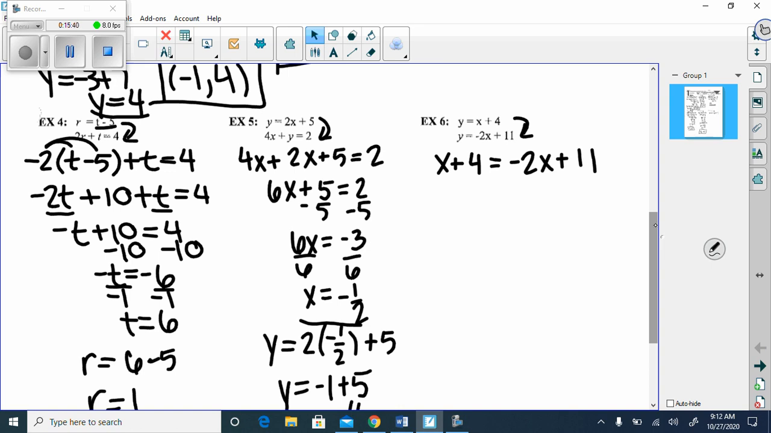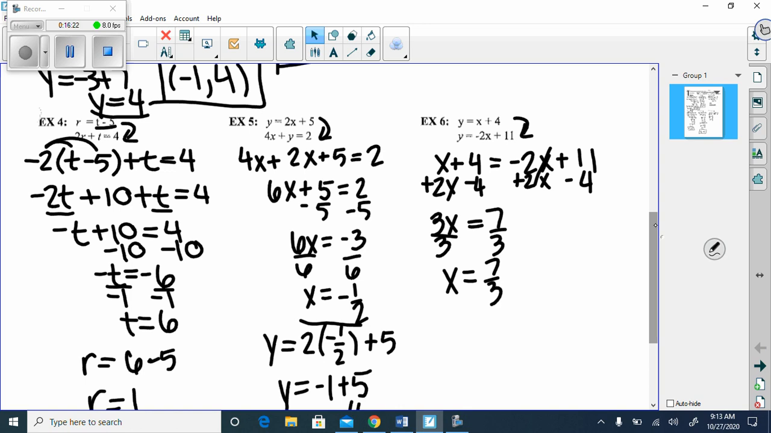So what do you guys do first? Let me move. Very good. So now I'm going to have 3x. Now I got to move the 4 over, right? So 3x equals 7. Okay, so now I have 3x equals 7. I just divide by 3. So I end up with x equals 7/3.